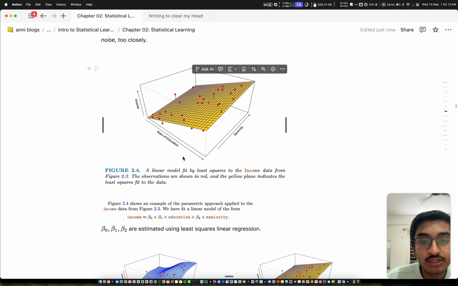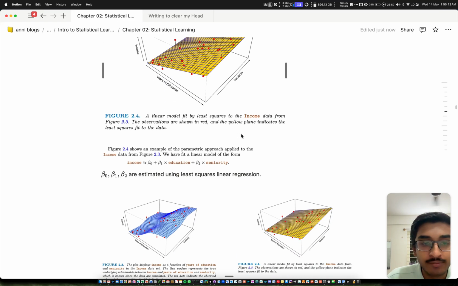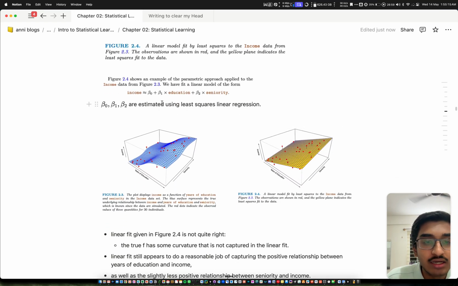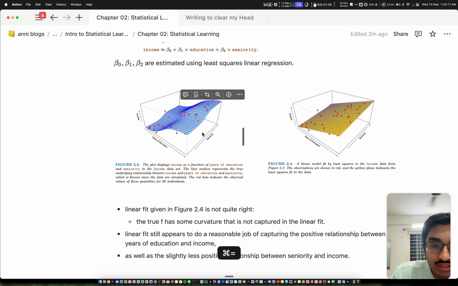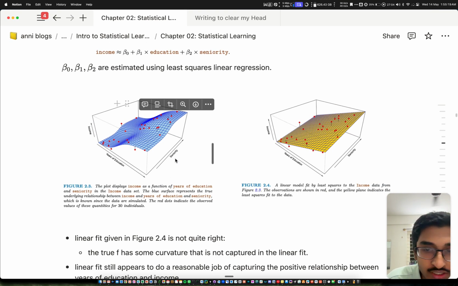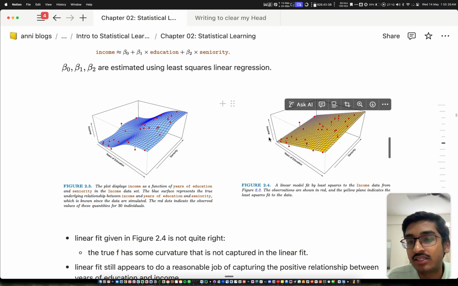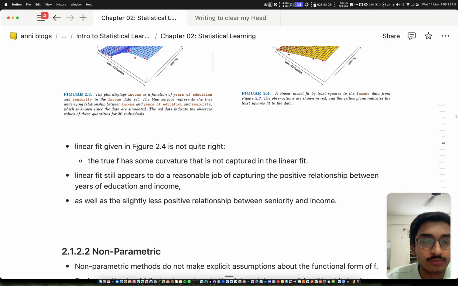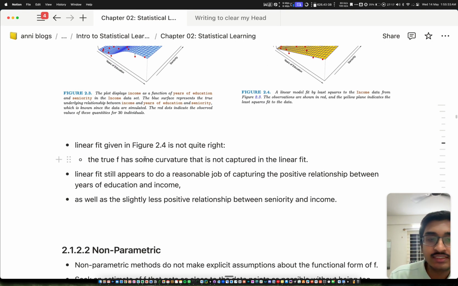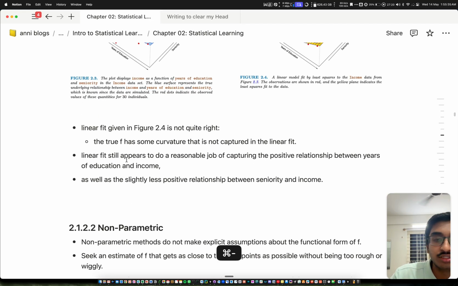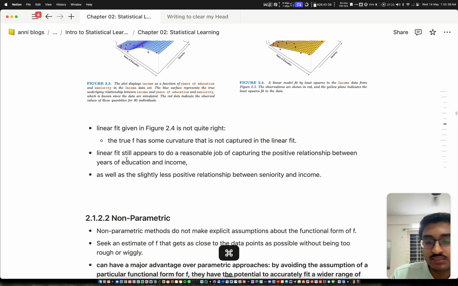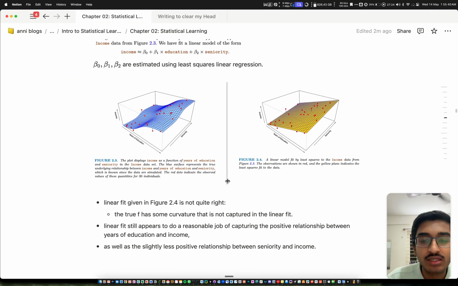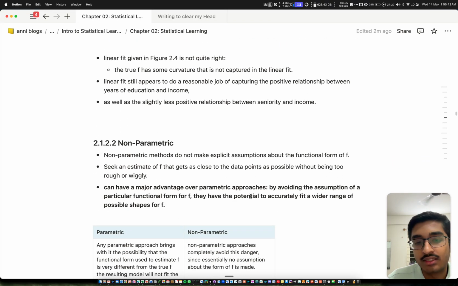So this is an example where a linear model was fit to the income data we talked about earlier, where years of education and seniority are there, right? And this is actually the true function for that particular thing, the blue one. This is what we're trying to predict with a statistical method, but because we have a linear function and we're restricted, we just predict a plane, and it's not as good as the actual function, right? The true function has some curvature, which is not captured in the linear fit. It still does a reasonable job, but not a really good model.